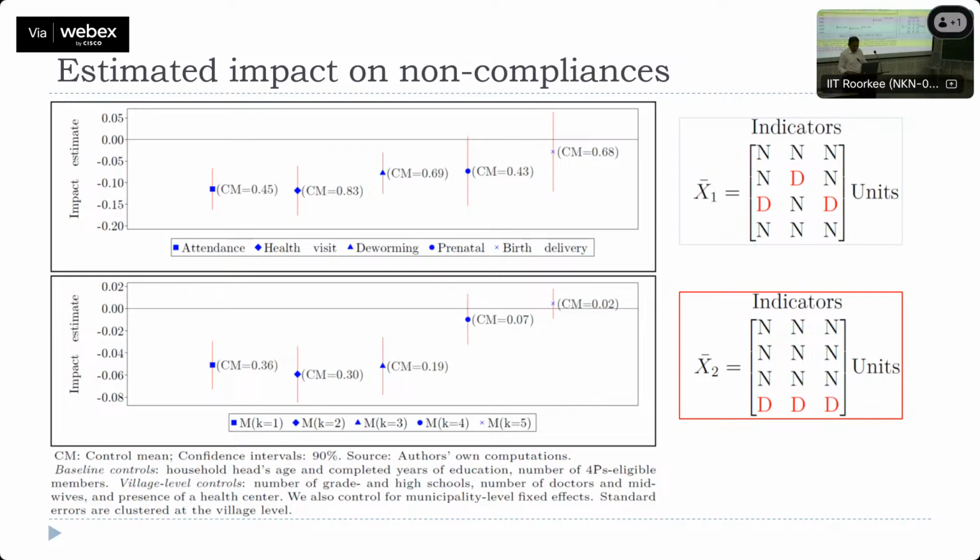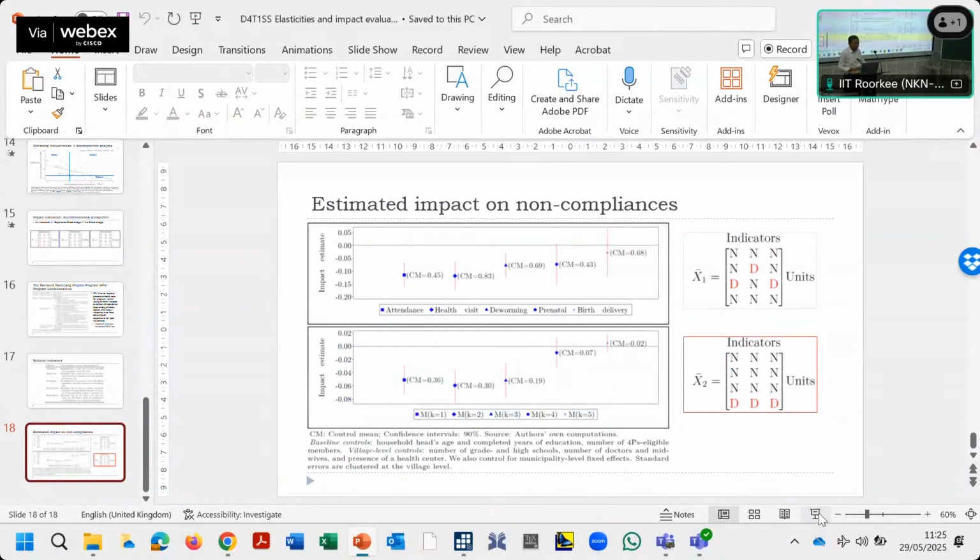Make sense? Any other questions? We have 5 more minutes before the session ends. I don't think I have any other slide. This is what it is. So anything on elasticity, anything on impact evaluation?